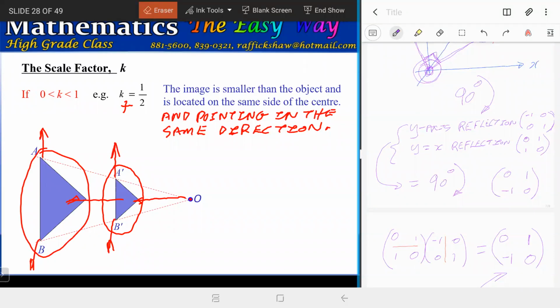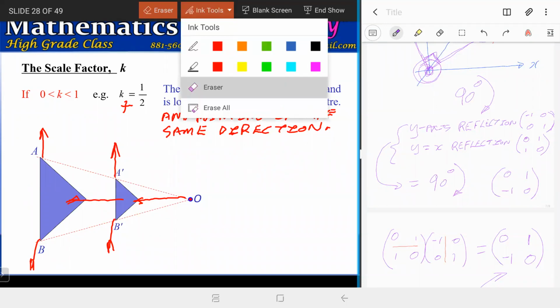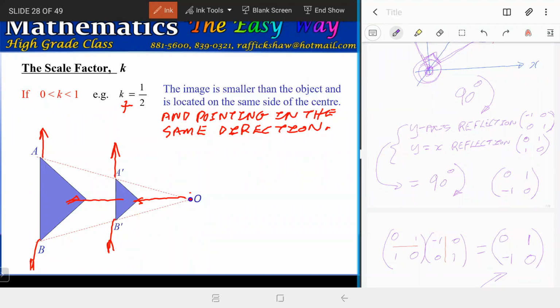In addition to being smaller, the distance from the center to here is now half of the distance to here, because we're taking half the scale factor, so the distance from the center is cut in half. So the sizes are cut in half on the object to create the image. The distance from the center is also cut in half to get the image distance from the center.